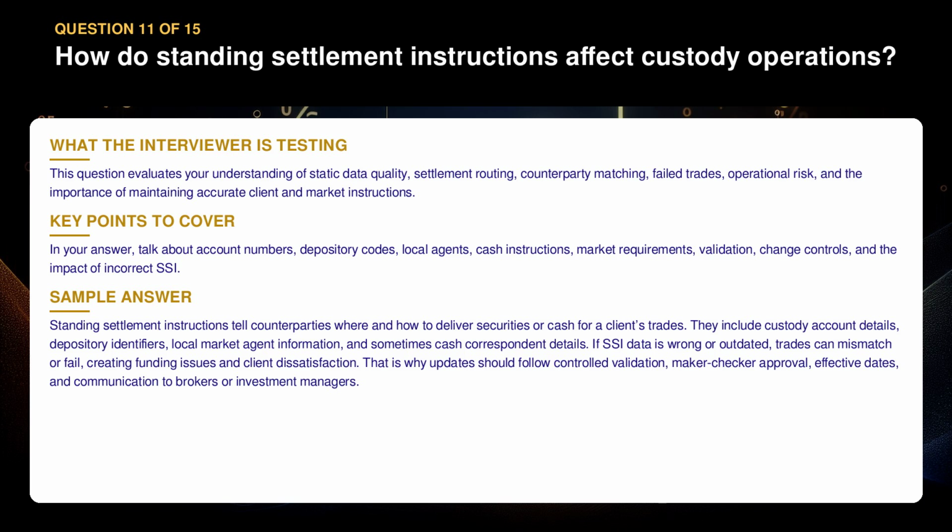trades. They include custody account details, depository identifiers, local market agent information, and sometimes cash correspondent details. If SSI data is wrong or outdated, trades can mismatch or fail, creating funding issues and client dissatisfaction. That is why updates should follow controlled validation, maker-checker approval, effective dates, and communication to brokers or investment managers.